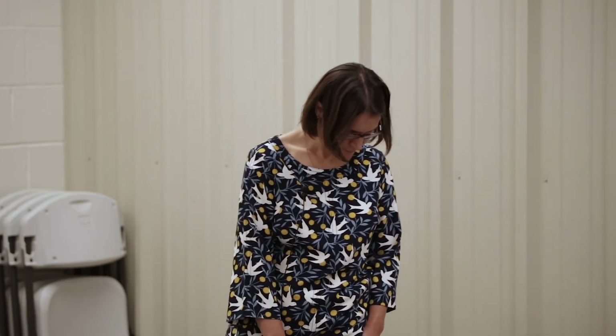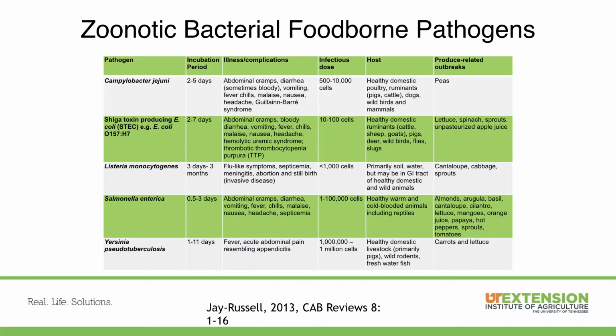So the animals that can carry this, we put animals in here since that's our focus of today. Healthy domestic ruminants, such as cattle, sheep, goats, pigs, deer, wild birds, flies, and slugs. So just about anything can carry this organism. The outbreaks we've seen have been a lot of leafy greens, so spinach and lettuce, sprouts, and unpasteurized apple juice, where they're actually using drops many times, and deer were getting into those fields.